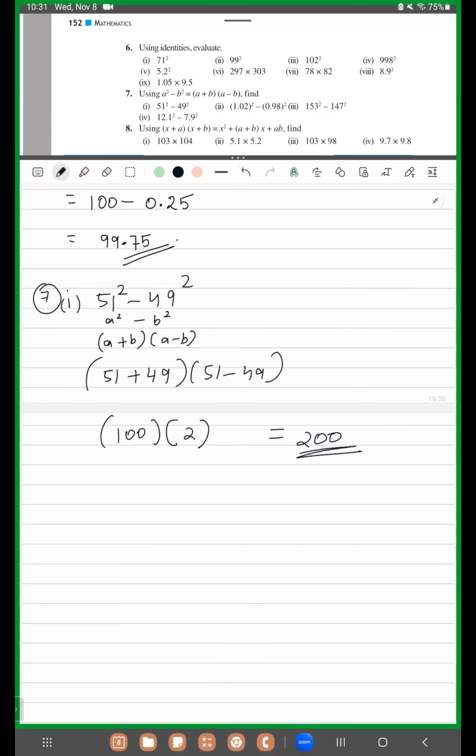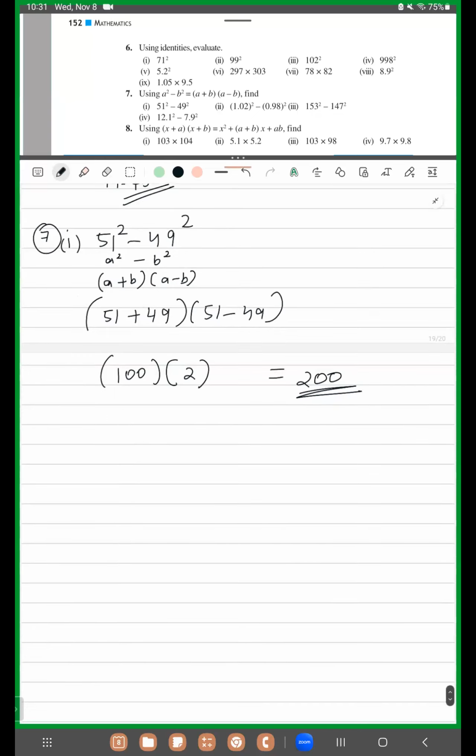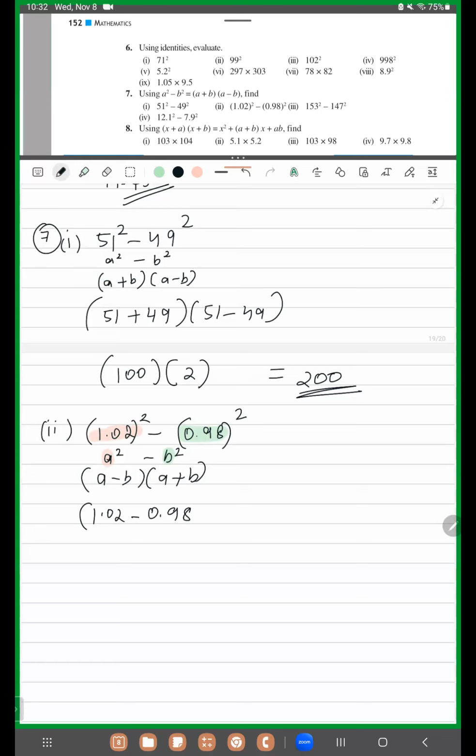Okay. All right. So next question. Second one. 1.02 square minus 0.998 square. So this can be written as a square minus b square, (a minus b)(a plus b). What is a here? This is your a. 1.02 minus 0.98, and 1.02 plus 0.98. So then when you subtract, what do you get?